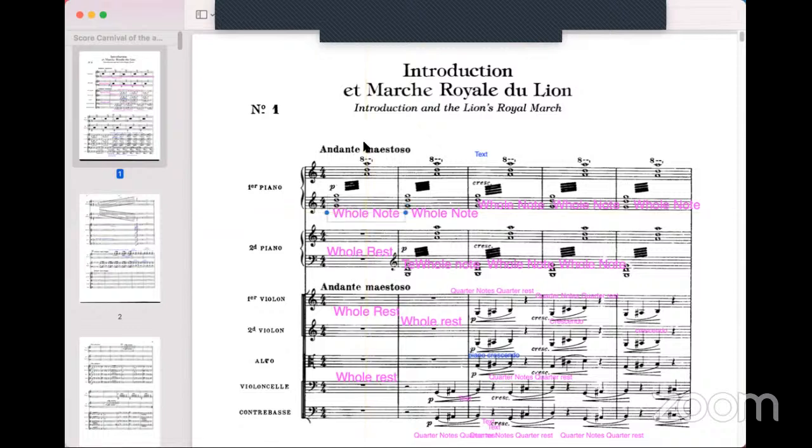On the very first movement, that is the introduction and the Lion's Royal March by Camille Saint-Saëns, the Carnival of the Animals. So we have this whole note and we have these 4 lengthened lines, which means that you're going to play this one abbreviation as 32nd notes. Start to play 1, it's the whole, so you play 32nd notes.